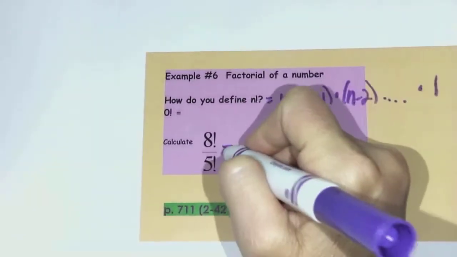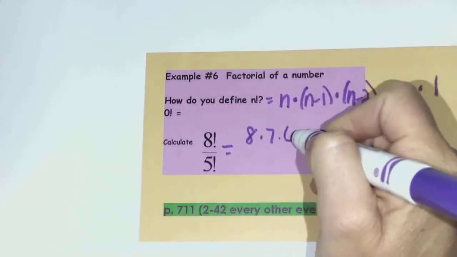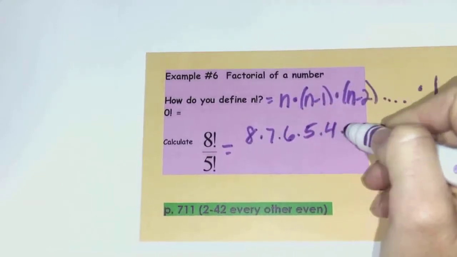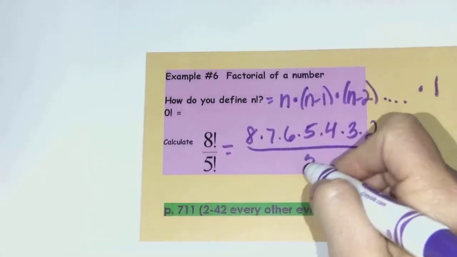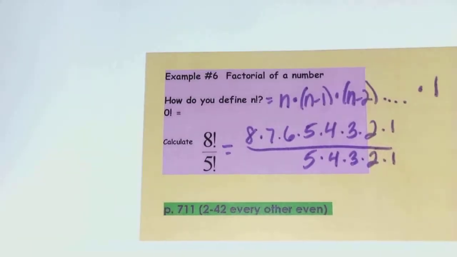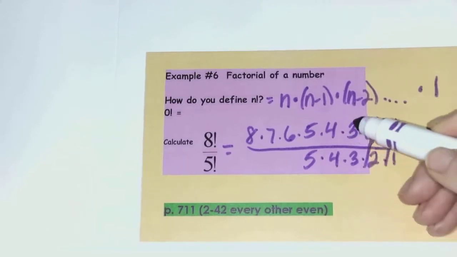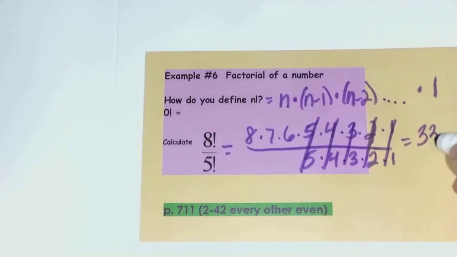I think you would do fine if I just said this. 8 factorial is just 8 times 7 times 6 times 5 times 4 times 3 times 2 times 1. 5 factorial, 5 times 4 times 3 times 2 times 1. Since this is a fraction and they have some factors that are on the top and the bottom, I could just cross those out and have 8 times 7 times 6 is 336.